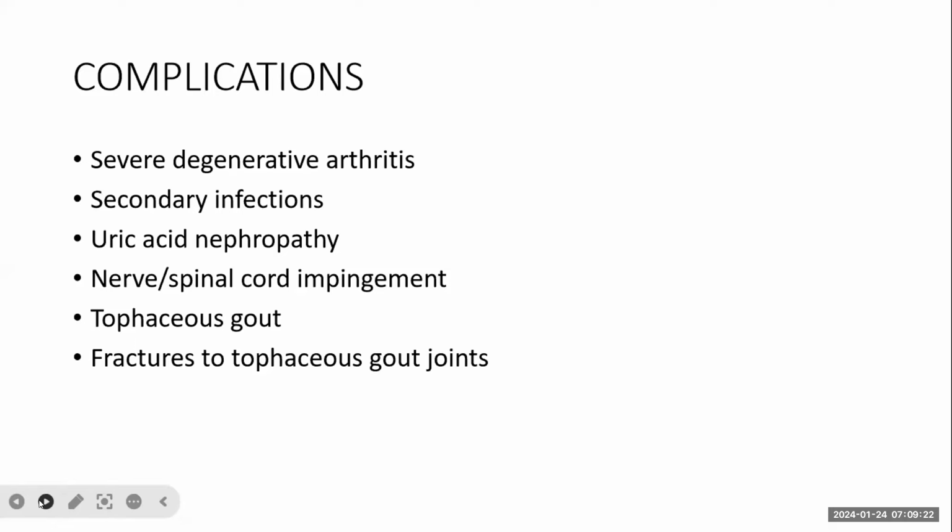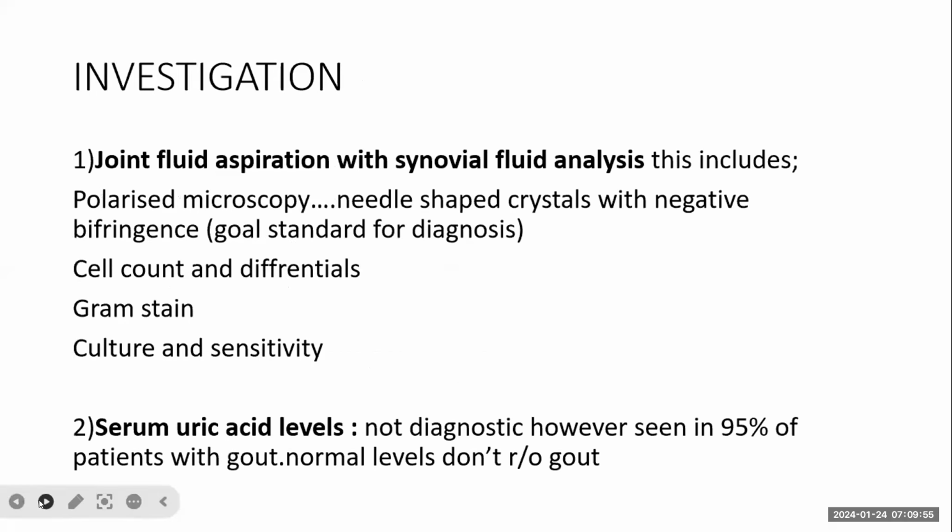What are the complications of gout? Severe degenerative arthritis can occur. It can be secondary infection, both of the tophi and of the joint affected. You may have uric acid nephropathy, damage to the kidneys due to high uric acid levels. It can also cause spinal cord impingement from urate crystals. Then there is tophaceous gout, where we have tophi located mostly at the earlobes, the fingers, and the toes, and we can also find them around the knees and the elbow joints. Patients with tophaceous gout can also have fractures.